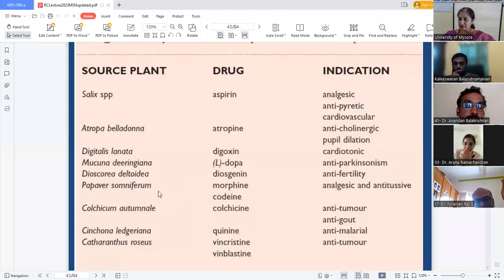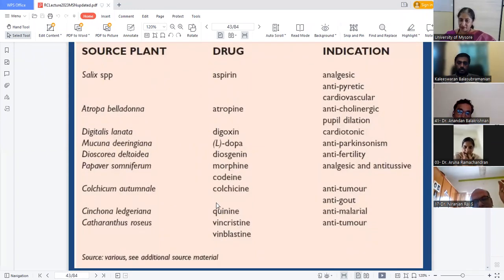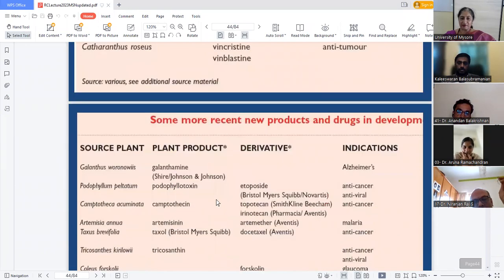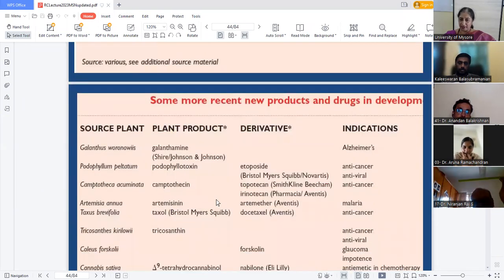Then digitalis, of course, we know. Dioscorea has an anti-fertility drug, diosgenin, which is the active molecule. Then we have the anti-tumor and anti-gout agent colchicine, obtained from Colchicum autumnale. Vincristine and vinblastine, the anti-tumor drugs, are obtained from the Madagascar periwinkle called Vinca rosea or Catharanthus roseus. Like that, there are so many products in the pipeline. Podophyllotoxin, camptothecin, artemisinin, which is also used as an alternate source of anti-malarial drug.